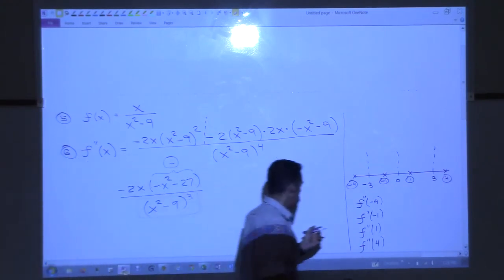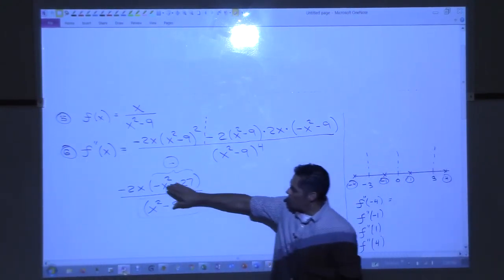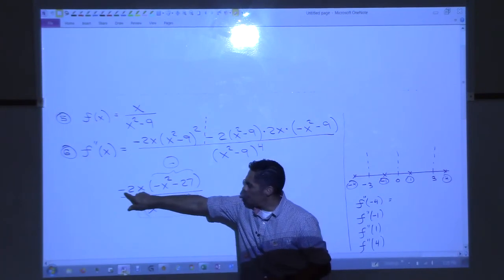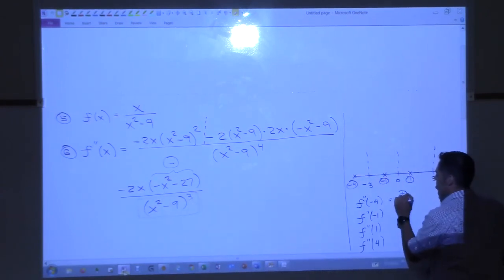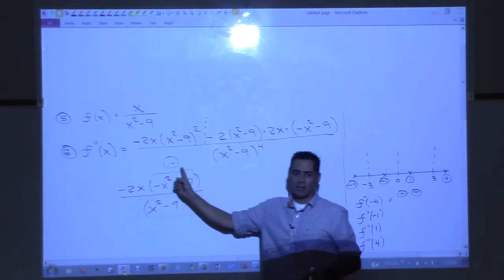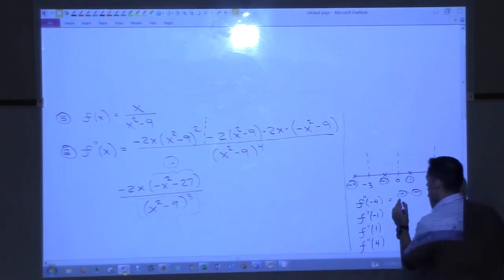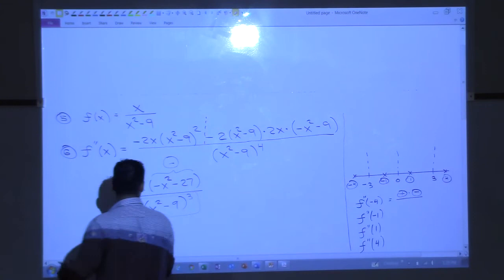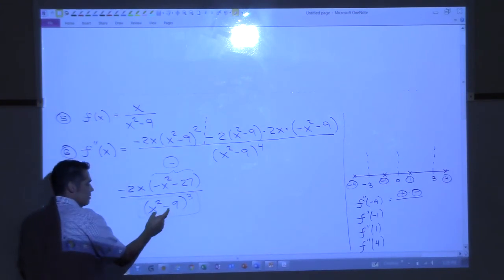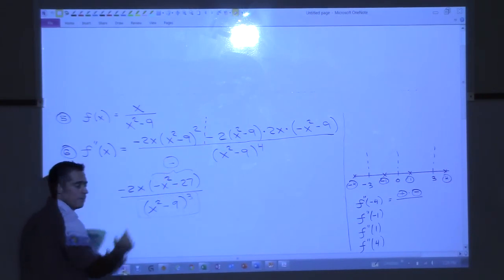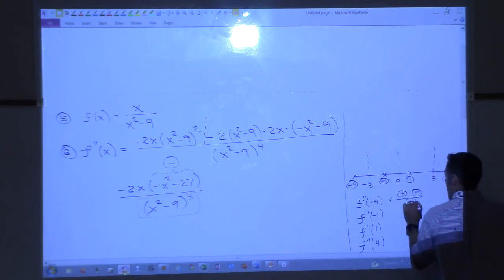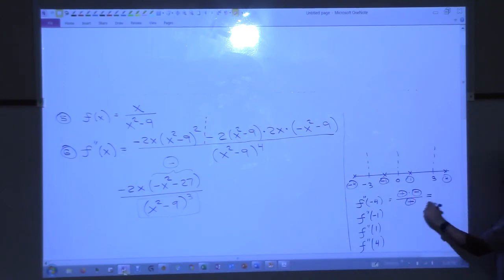Okay, so when I plug in negative 4, what do I get in this top left corner? I get -2 times -4. That's going to be +8, right? So I get a positive number. But then I'm going to be multiplying that times that negative quantity right here, and then dividing it by, let's see, -4 squared is 16. Take away 9, so that's a positive number. Cube it, still positive, right? So the ratio of a negative on top and a positive on bottom means we have a negative here, right? And we just need to do that for the remaining test points.